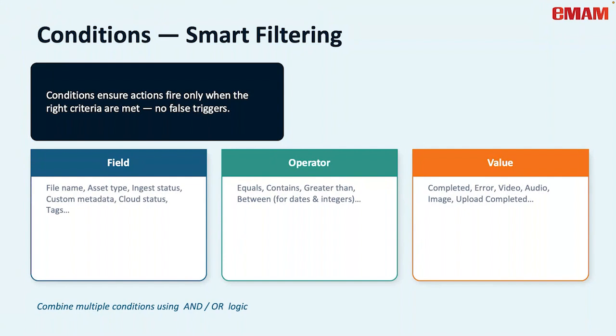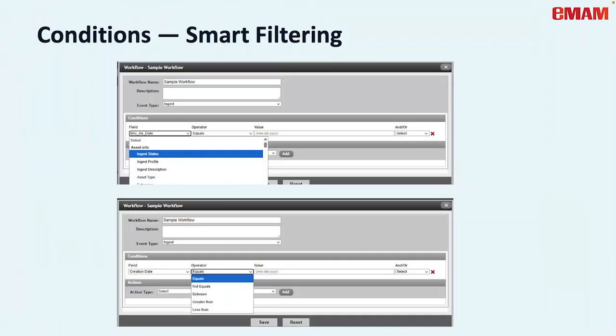On the operator, you could also do date ranges and so on. So you could say anything that was sent out or ingested this week. I could actually say all the items that were ingested this week, I could send out a notification or so on. And then of course the values could be completed, air, video, audio, images, upload complete, conditions were all met, and so on. In this case, it then moves on to the actions that are going to happen. In this example, ingest was the event that triggered it. So a file was ingested.